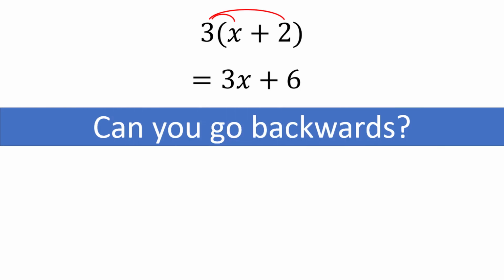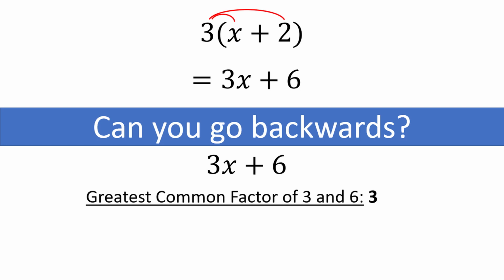What I mean is, what if we were given 3x plus 6 and asked to revert back to the undistributed form? Well, we would have to ask ourselves what both 3 and 6 have in common. The largest number that evenly divides both numbers, sometimes called the greatest common factor of 3 and 6, is 3. Therefore, we can quote-unquote pull out a 3 from this expression.